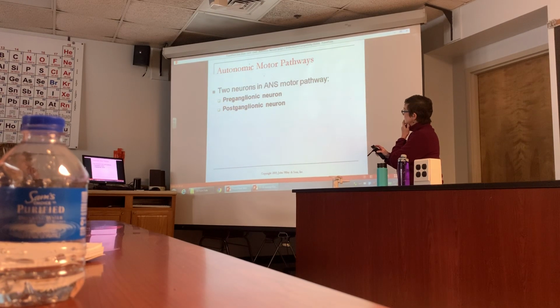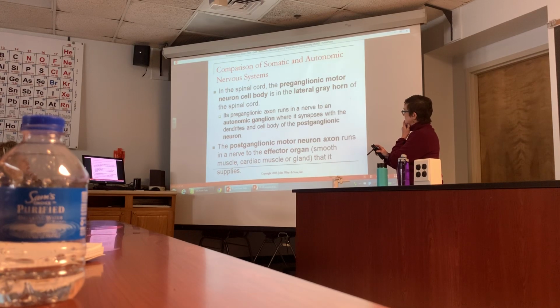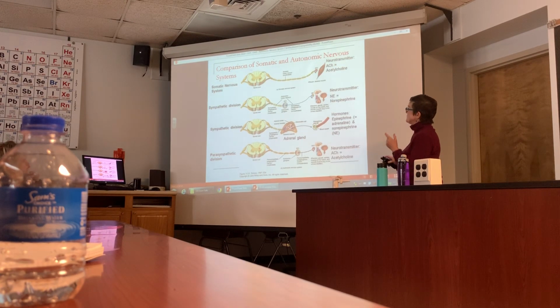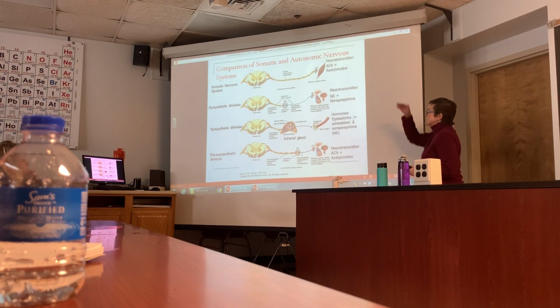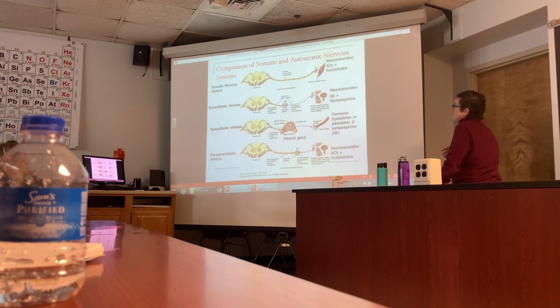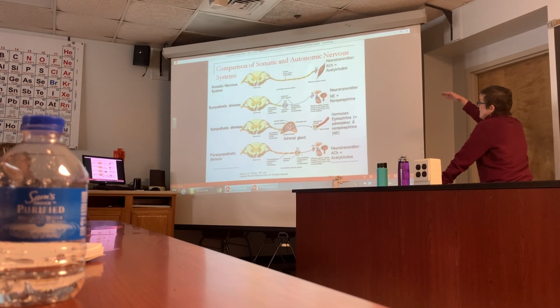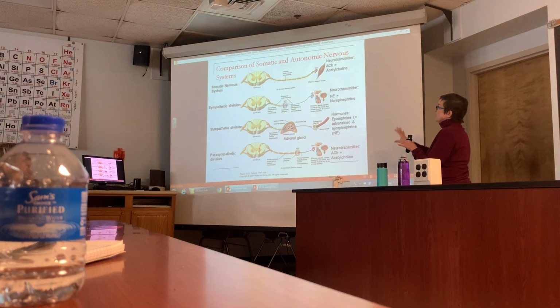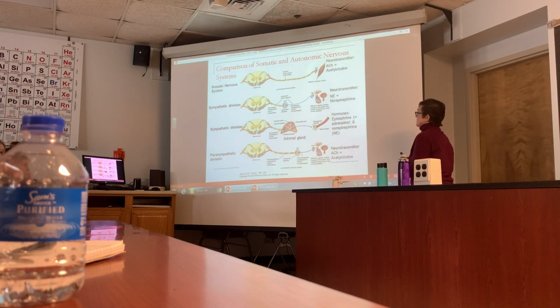So let's move on. So we'll look at this picture. Now, this is a comparison of the somatic neurons versus autonomic, but also showing sympathetic and parasympathetic divisions. And there's a lot going on in this picture. We're going to break it down as we go along.